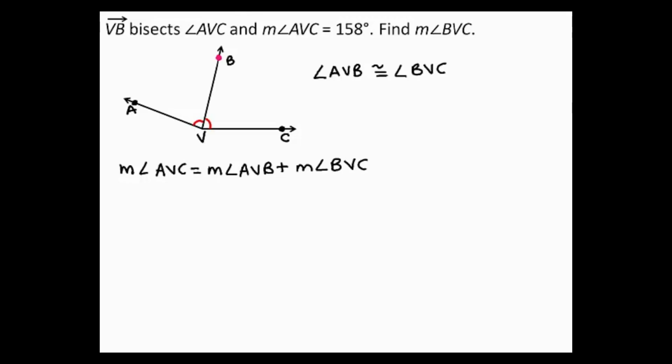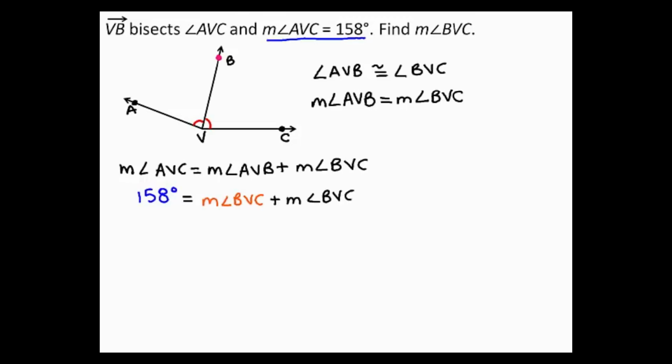In this problem, you are told that the measure of angle AVC is 158 degrees. So, you can substitute this value in for the measure of angle AVC. Also, because angle AVB is congruent to angle BVC, the measure of angle AVB equals the measure of angle BVC. So, you can substitute the measure of angle BVC in for the measure of angle AVB. Next, you can rewrite the right-hand side of the equation as 2 times the measure of angle BVC.